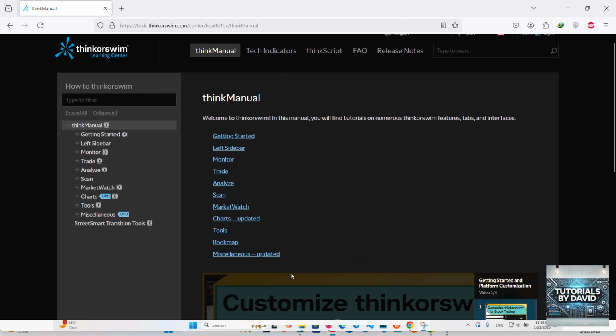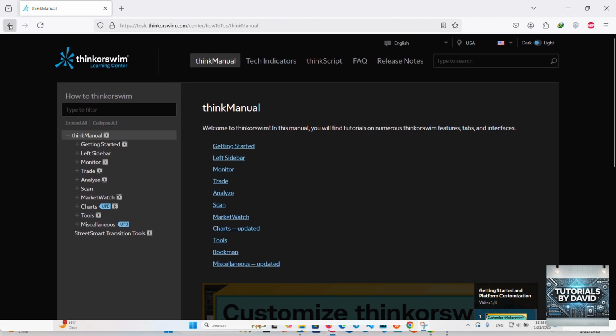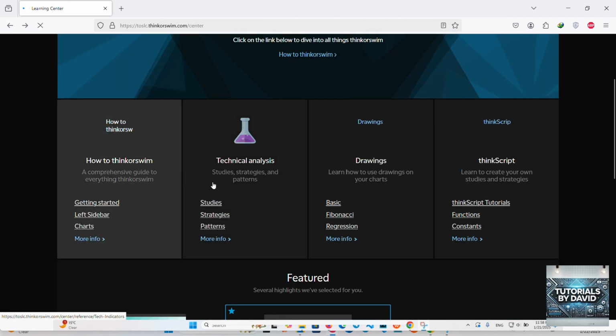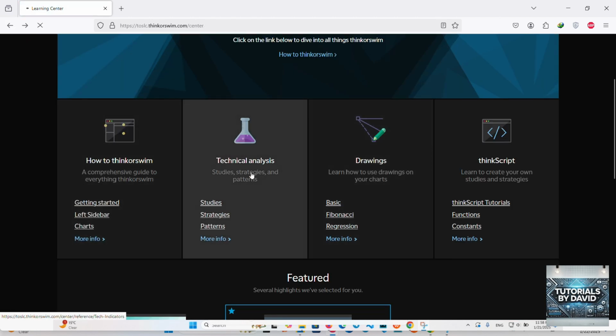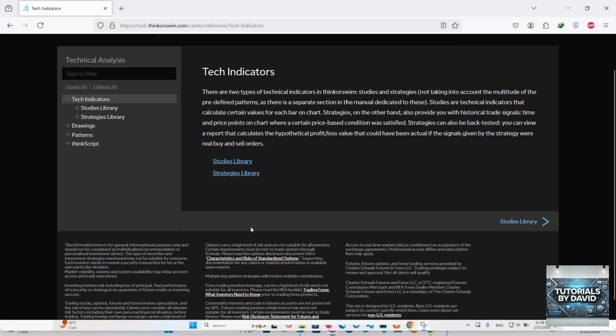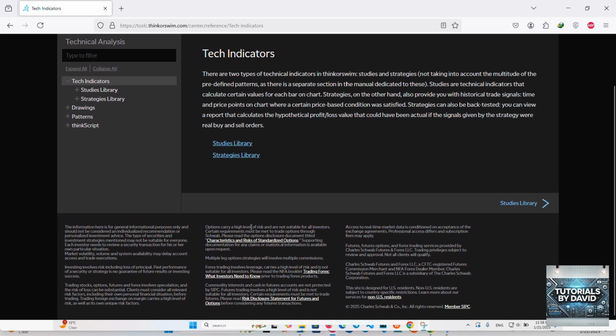Use advanced charting tools. Thinkorswim offers a wide range of technical indicators and drawing tools for in-depth chart analysis. Access real-time data and overlay indicators to analyze trends and patterns effectively.